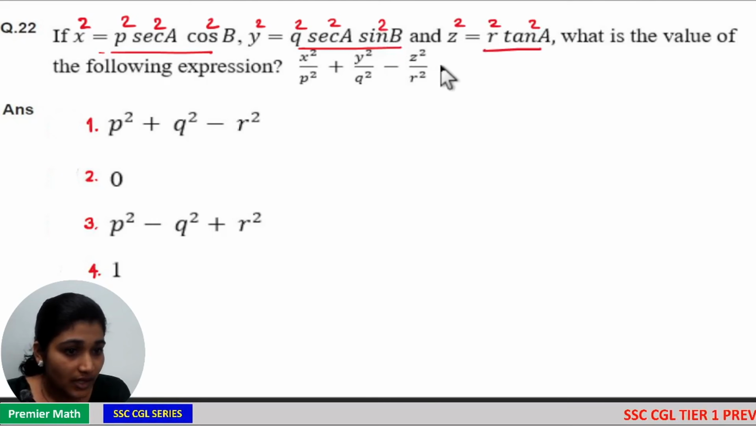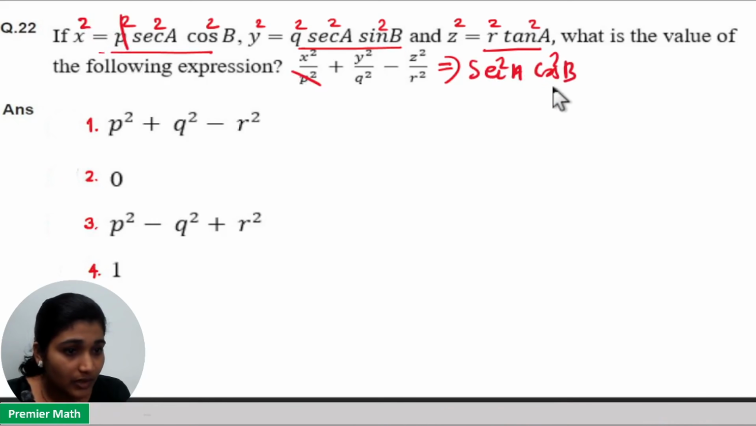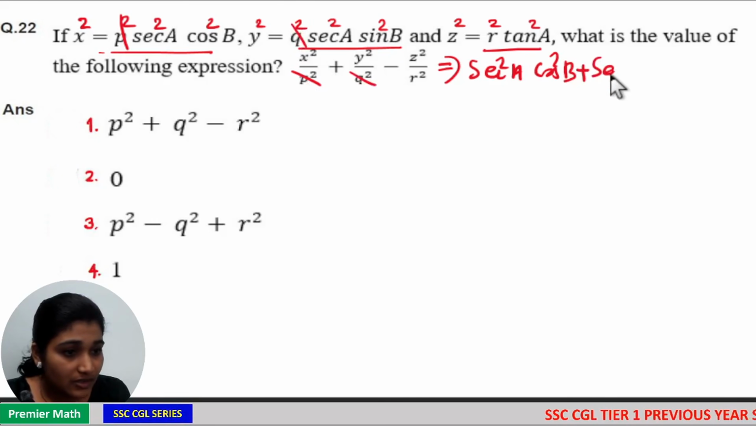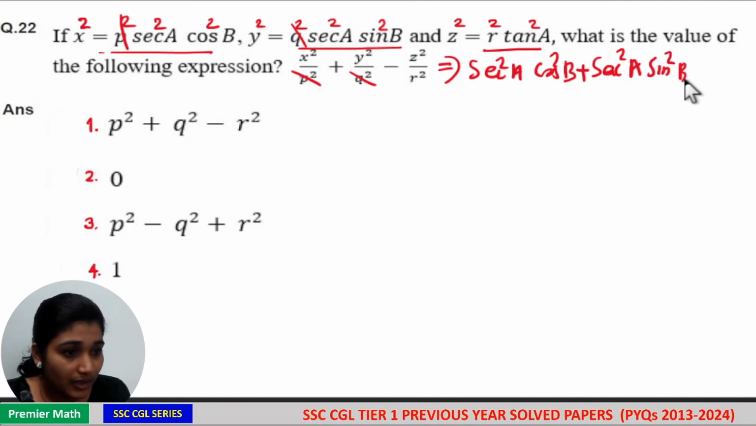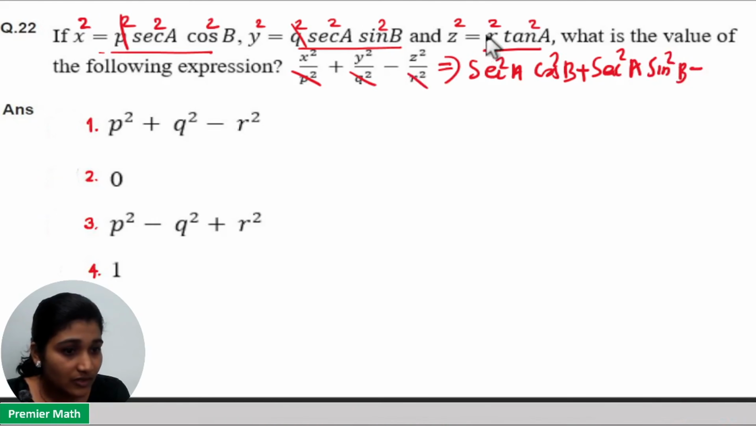Now, this expression will become x square by p square, where p square and p square cancel, leaving sec square a cos square b, plus y square by q square, where q square and q square cancel, remaining sec square a sin square b, and minus z square by r square, where r square and r square cancel, tan square a.